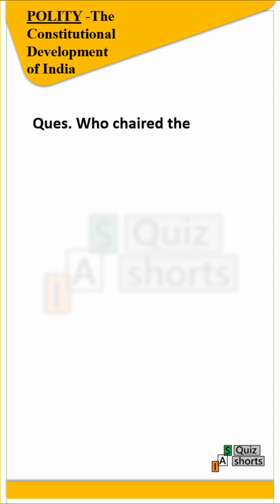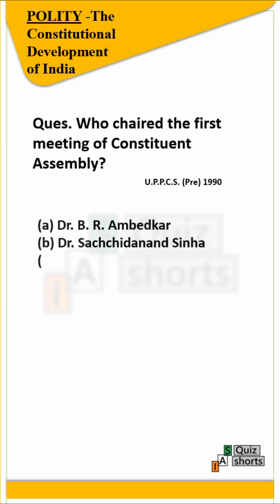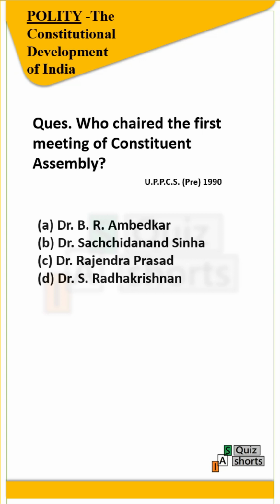Question: who chaired the first meeting of Constituent Assembly? Option A Dr. B.R. Ambedkar, option B Dr. Sachidanand Sinha, option C Dr. Rajendra Prasad, option D Dr. Sarvapalli Radhakrishnan. Answer is option B, Dr. Sachidanand Sinha.